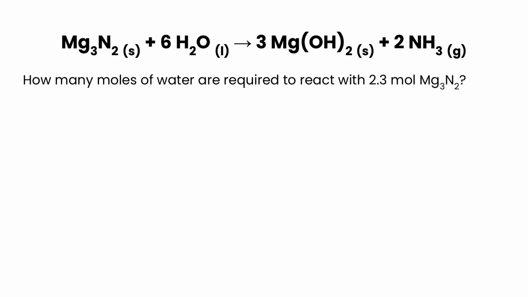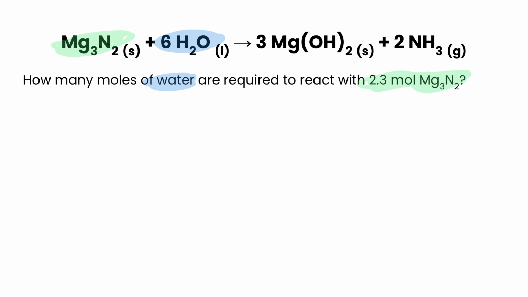This one asks us how many moles of water are required to react with 2.3 moles of magnesium nitride. So again, let's get out our handy highlighter. We need moles of water, that's what we're trying to find. So there it is in our equation. Seems fitting that we're using blue for water. And then we need magnesium nitride. We're given 2.3 moles and it's right there.